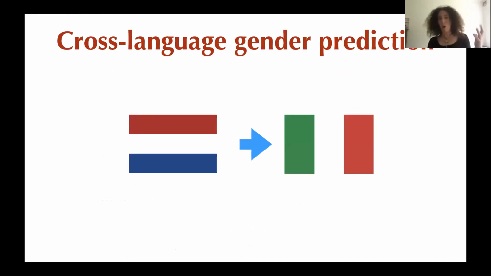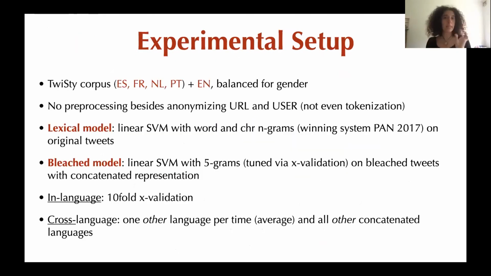Yeah, so I hope that the setting is clear. And this way, if we did it lexicalized, as we do as a comparison, it would be very hard, because the strings that you see in Dutch, you're not going to find in the Italian test. So we take an existing corpus of tweets, which are for Spanish, French, Dutch, Portuguese, and we add English from a different data set.